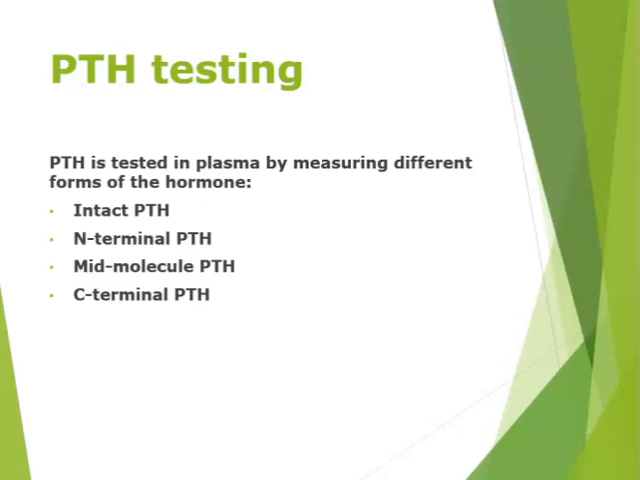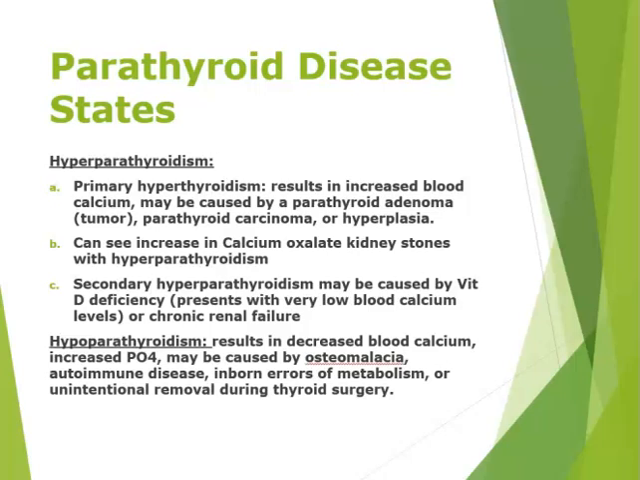The parathyroid hormone is tested in plasma by measuring different forms of the hormone. Some of the different forms of the hormone that we can test for include intact parathyroid hormone, N-terminal parathyroid hormone, mid-molecule parathyroid hormone, and C-terminal parathyroid hormone. And the last slide we need to go over is the disease states for parathyroidism.